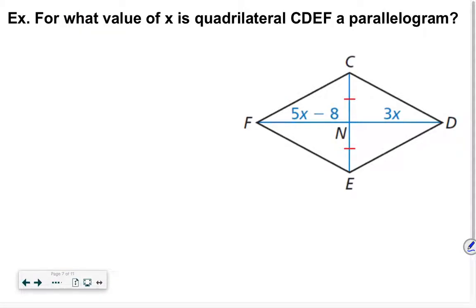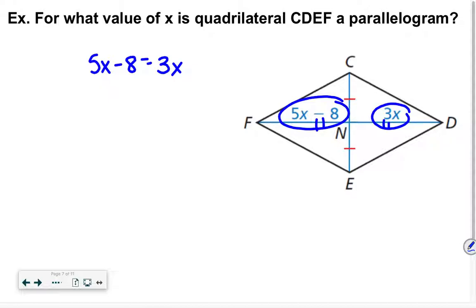And this problem says, for what value of x is quadrilateral CDEF a parallelogram? Well, if it's a parallelogram, then these diagonals are going to cut each other in half, making the 3x and the 5x minus 8 equal. So if they want to know what value of x makes this a parallelogram, let's go ahead and set them equal and solve. Again, even though the directions sound a little bit different, it's not really operated any differently than it was on the section 2 notes. And Benny, what would my first step be here to solve for x?